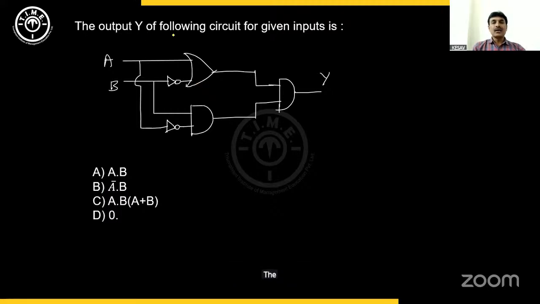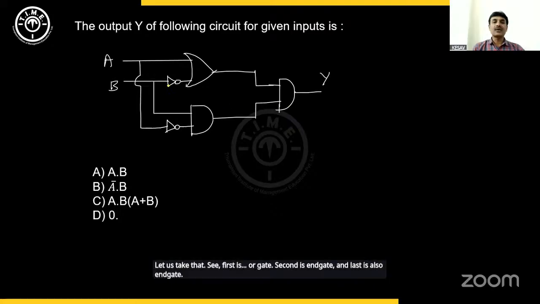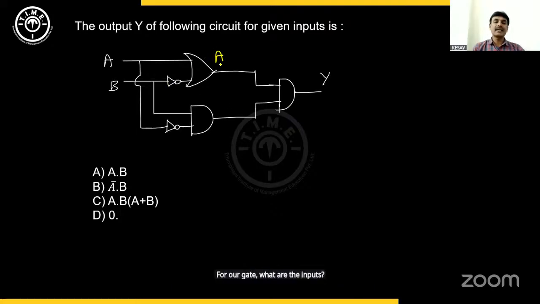The output Y of the following circuit is given for given inputs. When A and B are the inputs, what will be the output? Let us check that. See, first is OR gate, second is AND gate, and last is also AND gate. For OR gate, what are the inputs? A is directly taken and B is negated. OR gate. So A plus B bar it is. Lower side, you have AND gate with A negated. A bar dot B. Okay.